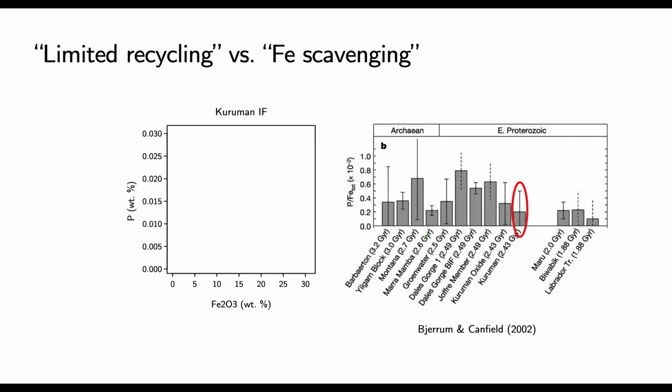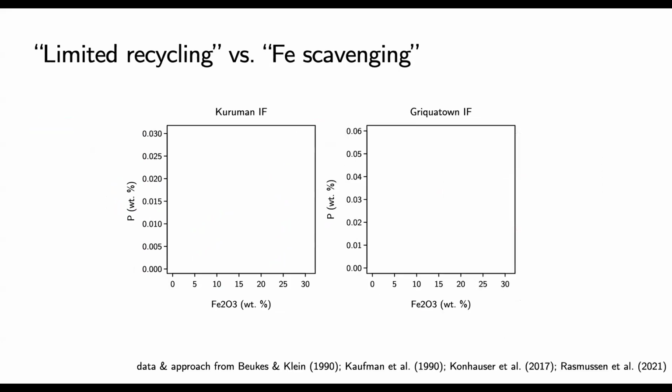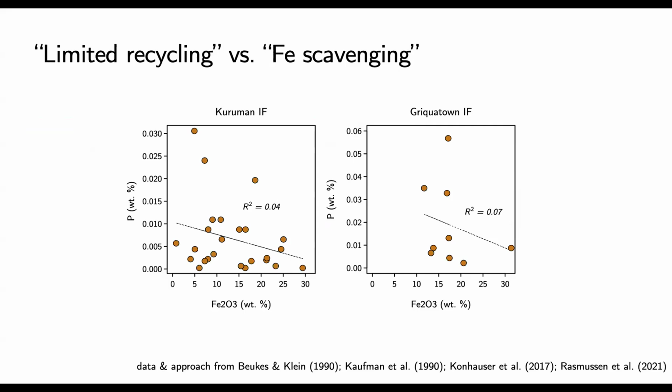We can do it another way, and I'll, in this case, show data from the Kuruman iron formations. Now we're still in Paleoproterozoic, moving over to South Africa. Here we're going to look at phosphorus versus iron concentration, looking for a correlation, which we would expect if that was the dominant supply vector. Similarly in the Griquatown iron formation, similar Paleoproterozoic of South Africa, if we look at the phosphorus versus iron concentrations, we see no correlation, which is basically saying to us the amount of phosphorus does not depend on the amount of iron in the sample.